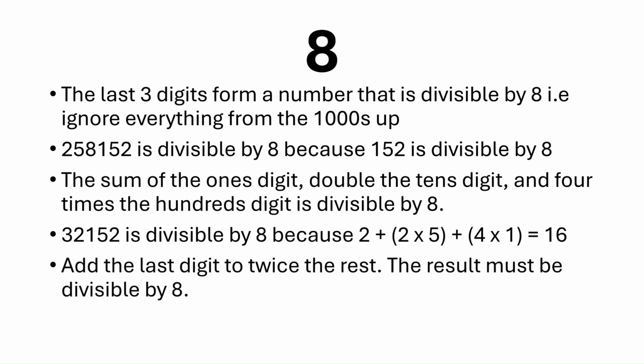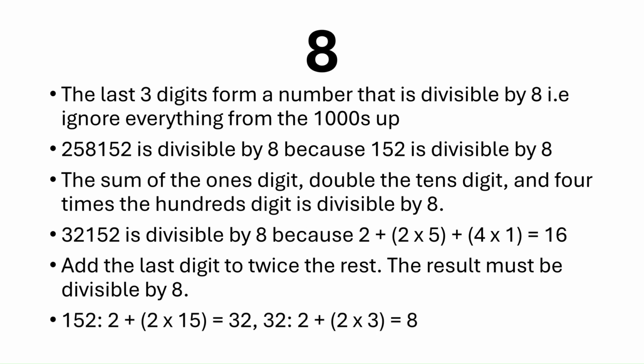Alternatively, add the last digit to twice the rest. The result must be divisible by 8. 152, 2 plus 2 by 15, equals 32, repeat until you're sure. 32, 2 plus 2 by 3, equals 8.